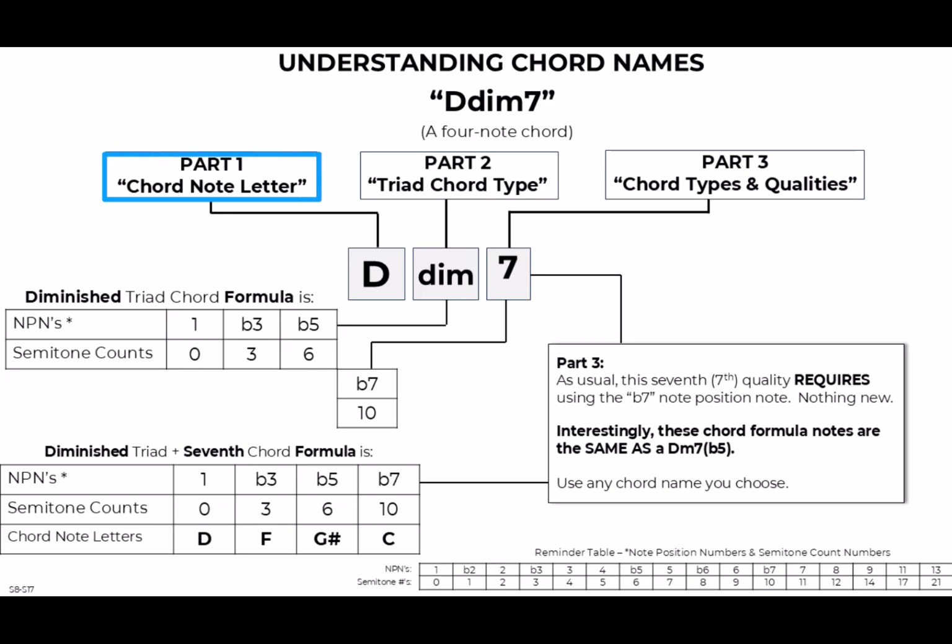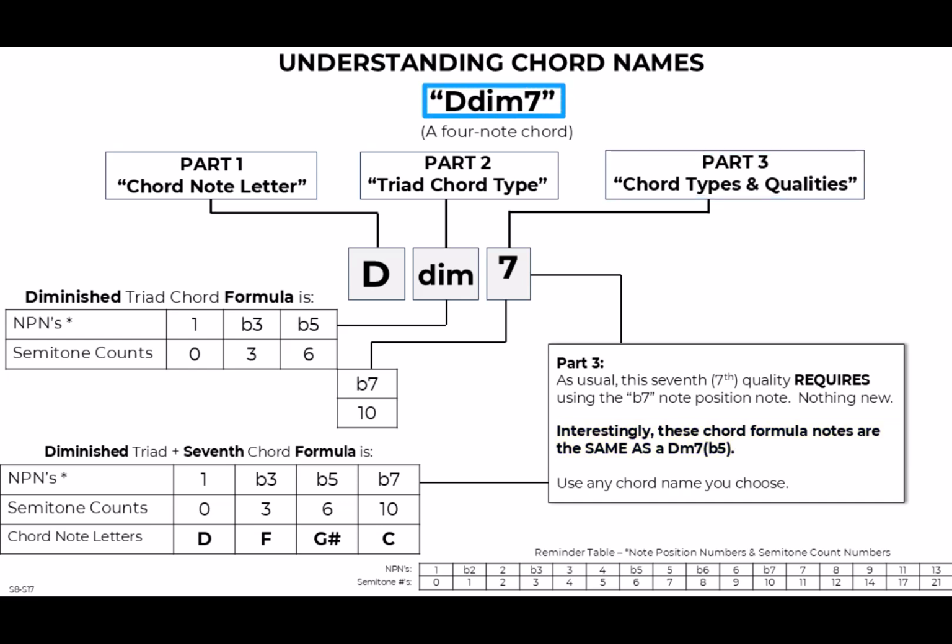As we see in part 1, it shows us we have the D chord letter name as well as the D starting note. Nothing new. In part 2, we see that it is a diminished triad chord. Again, nothing new. In part 3, the number 7 identifies this to be a "dominant 7th" chord quality, thus requiring the flat 7 note position note as usual. So when we break down these chord names, we see that we have the same notes as the D minor 7th flat 5 chord, but in this case come away with a different chord named D diminished 7th.